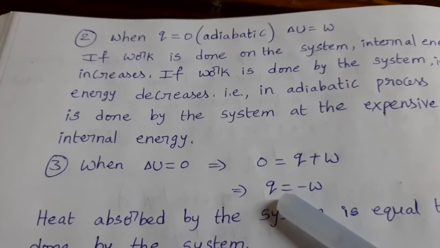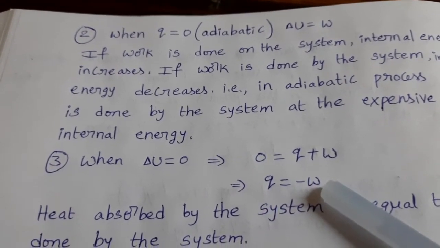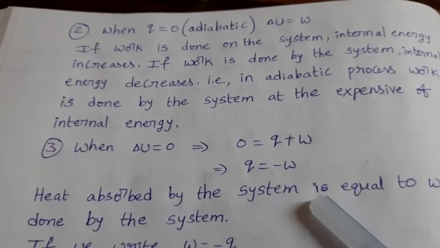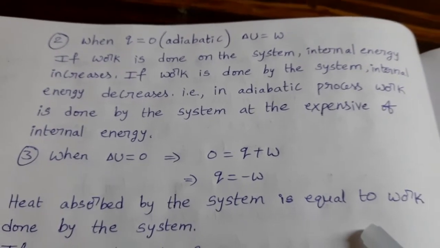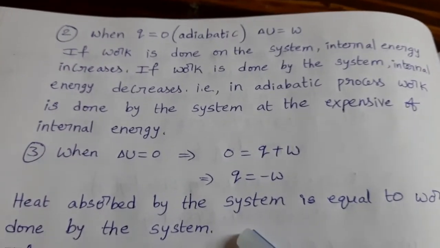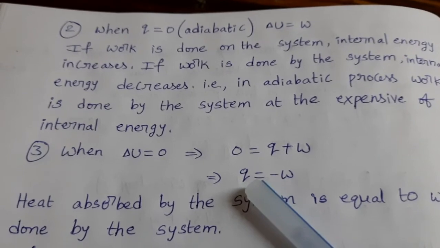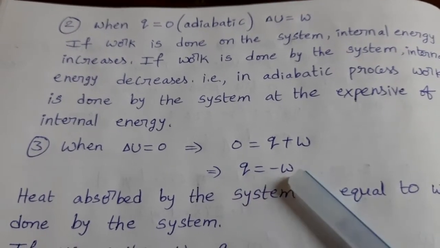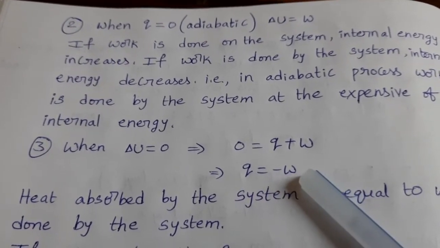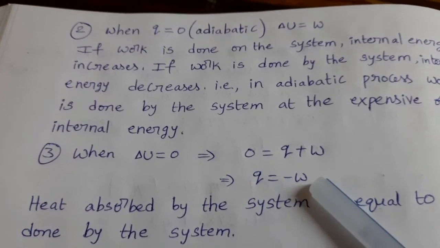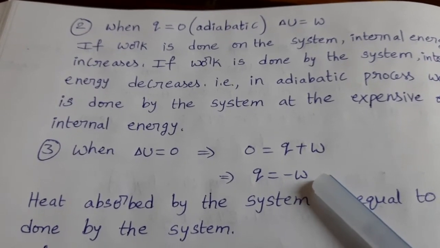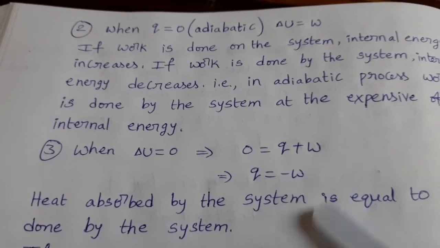Okay, next, when delta U equal to 0, then Q plus W equal to 0. From this, Q equal to minus W. What is the meaning? Heat absorbed by the system is equal to work done by the system. Some amount of heat is absorbed, that is equal to work done by the system. So that is expressed in this way, Q equal to minus W.